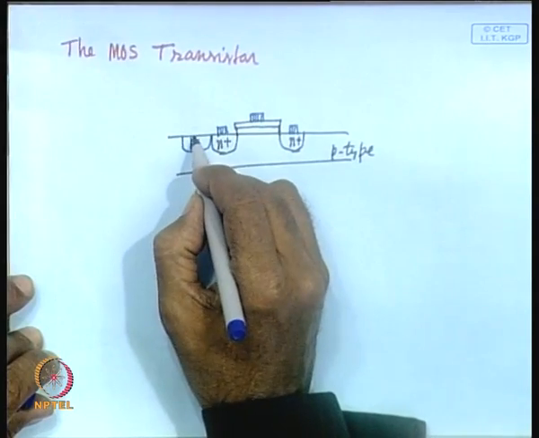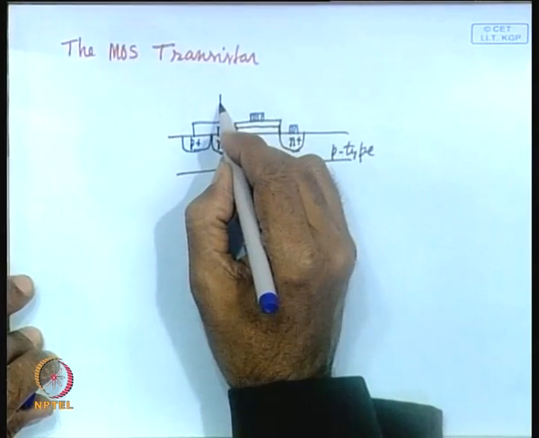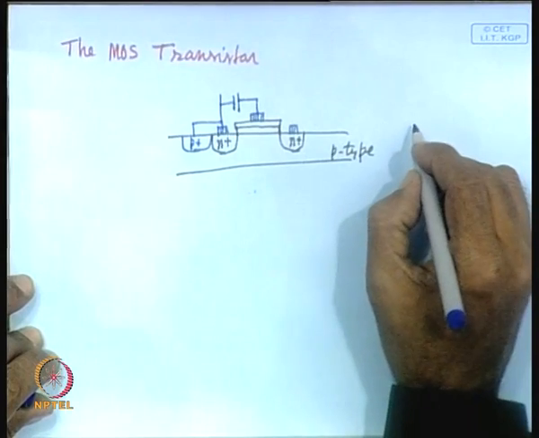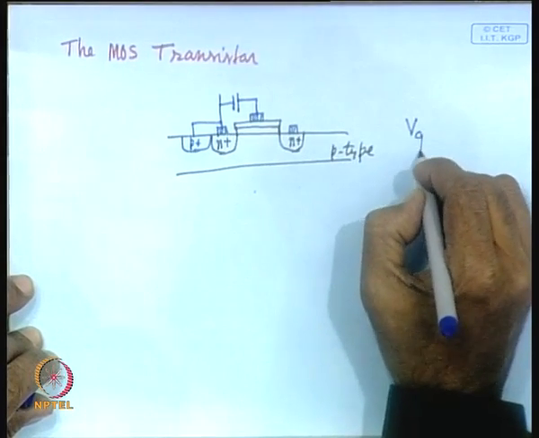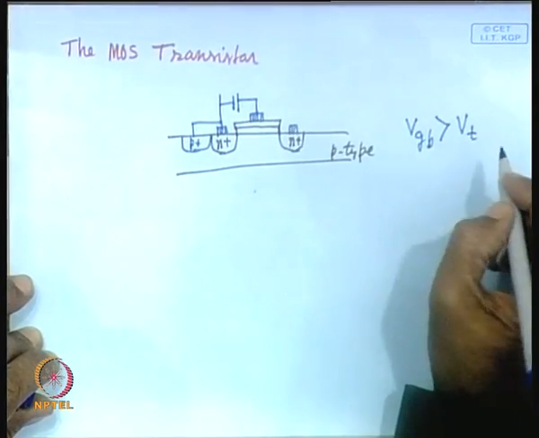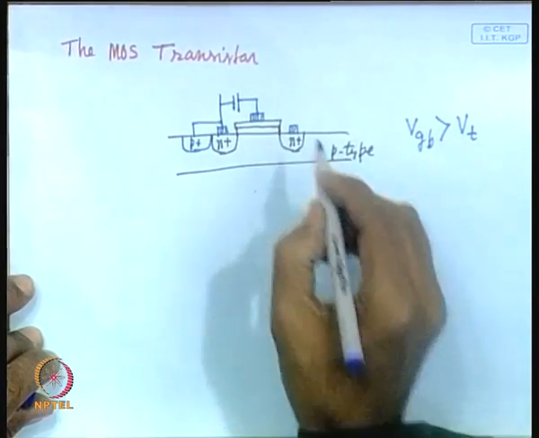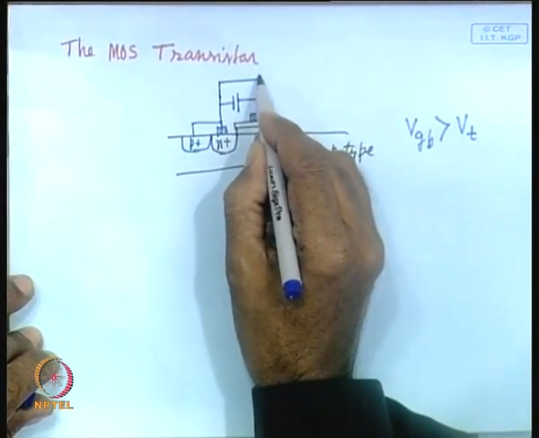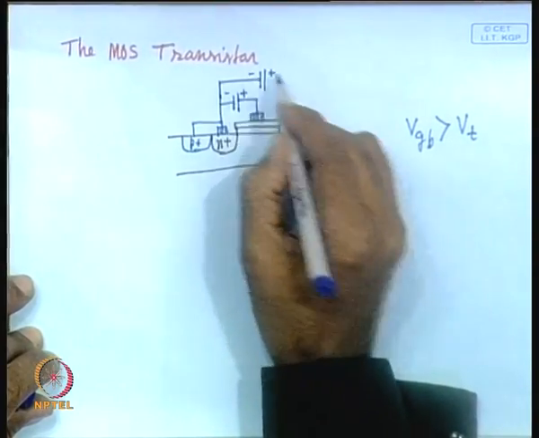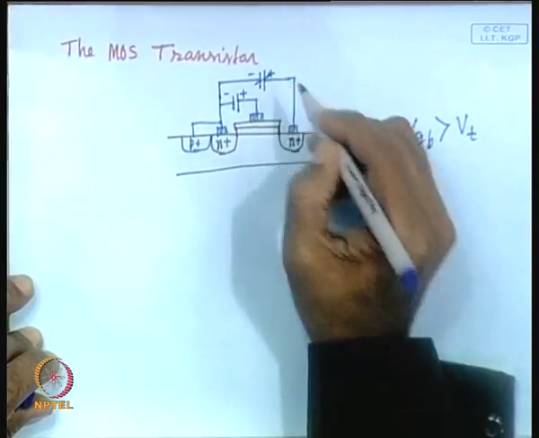Now, what we shall do, of course, as I have already told, this is P plus. So, this is connected, source is connected to it. Now, with respect to this source, we shall apply some positive voltage to the gate. That means V GB is greater than V T. V T means the voltage at which channel is created. And what about this voltage? We shall apply a variable voltage. This is positive, this is negative, this is positive, this is negative here. So, this we shall be varying.